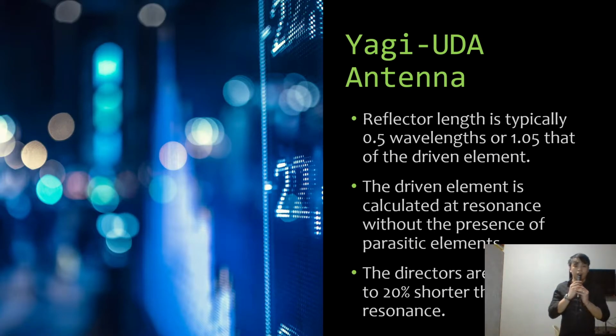So reflector length is typically a half wavelength or 1.05 that of the driven element. The driven element is calculated at resonance without the presence of parasitic elements. So the directors are usually 10 to 20% shorter than at resonance.